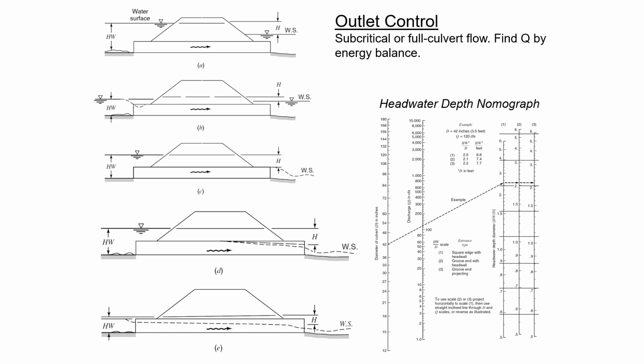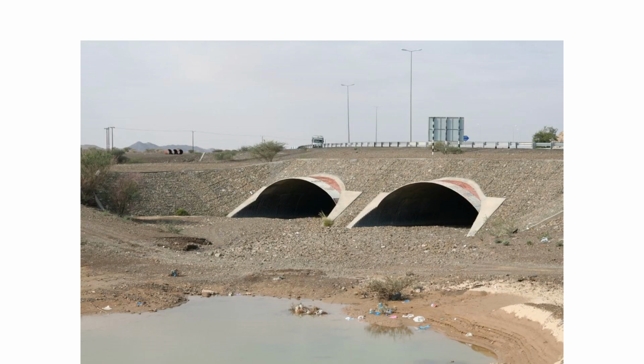So HY8 takes the burden off of us from determining whether it's inlet or outlet control, and it automatically applies the equation that appropriately limits the flow. It'll look at the least capacity that can be accommodated and then substitute in that flow equation automatically.